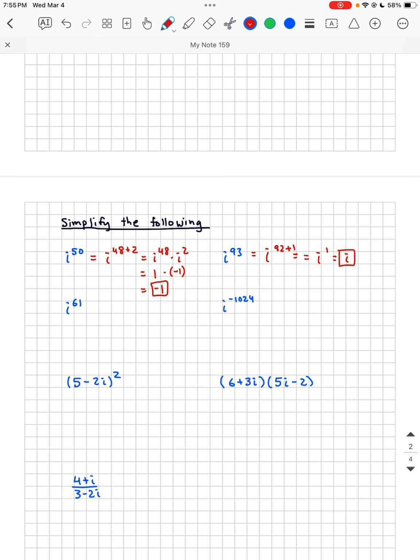I to the 61, same thing, right? We're going to go ahead and write that as I to the 60 and then plus 1. So with a remainder of 1, that means this is equal to I to the first. So the answer is going to be equal to I.